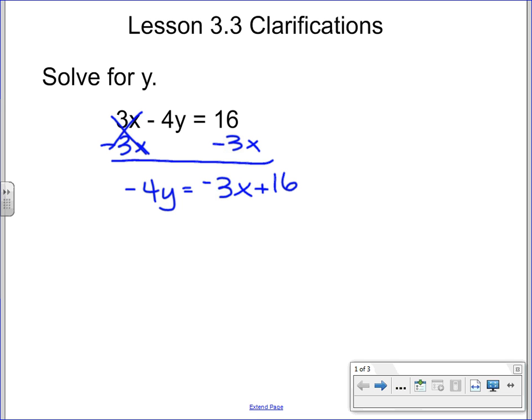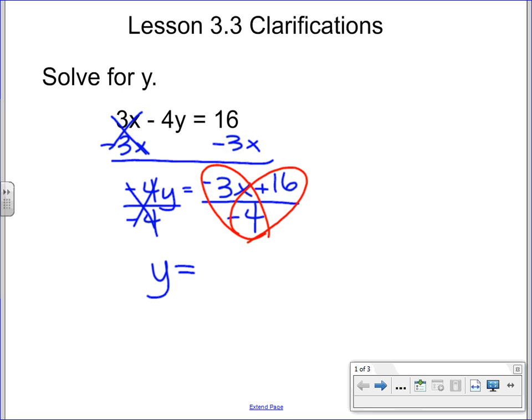So next, to get y by itself, we're going to divide by negative 4. I'm going to divide everything on both sides by negative 4. So on the left side, the negative 4's cancel, and we get y equals. On the right side, we're dividing each term by negative 4. So we did this way back first term when we learned the distributive property, and this is a distributive property with division. So negative 3x divided by negative 4 is going to simplify to a positive value because a negative divided by a negative is positive.